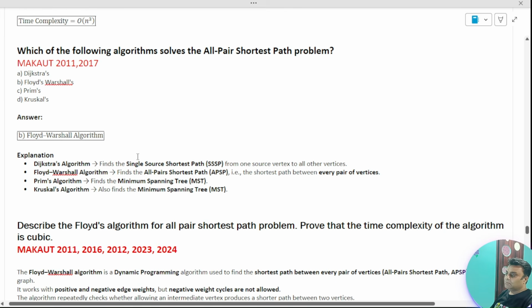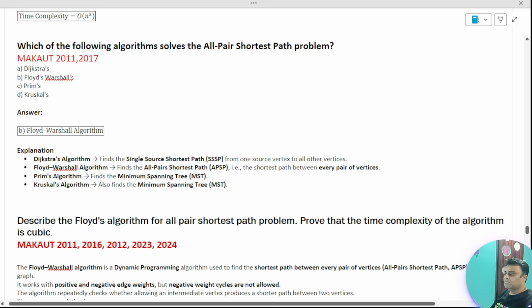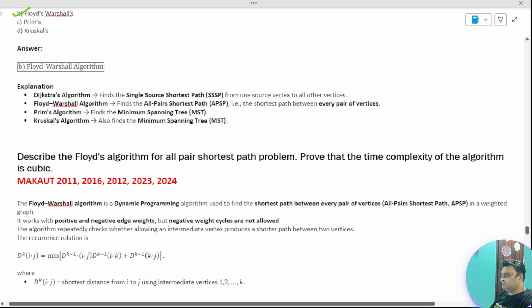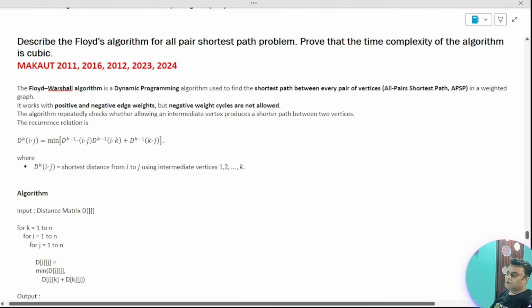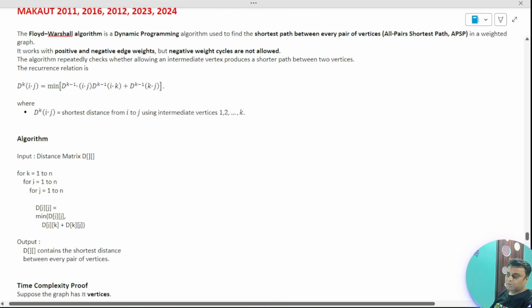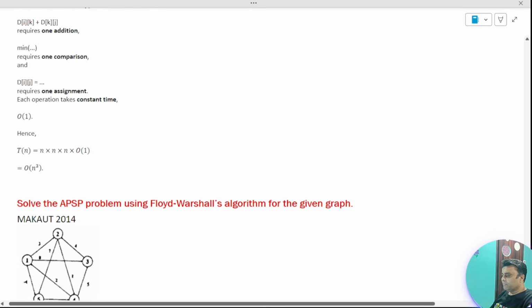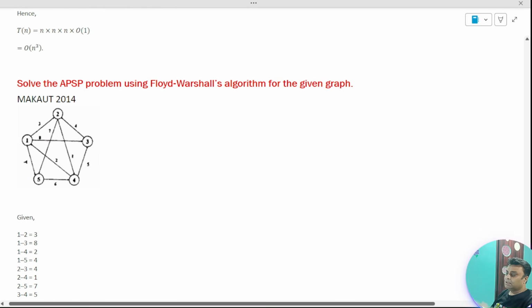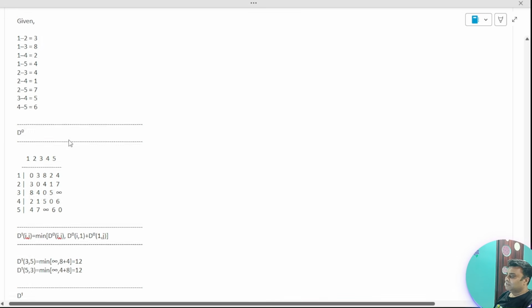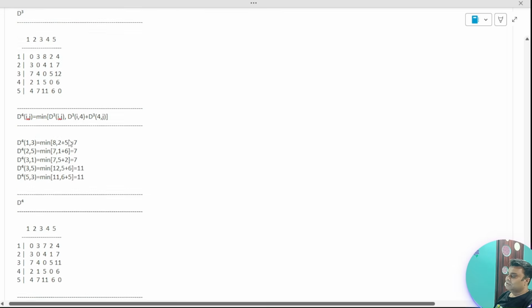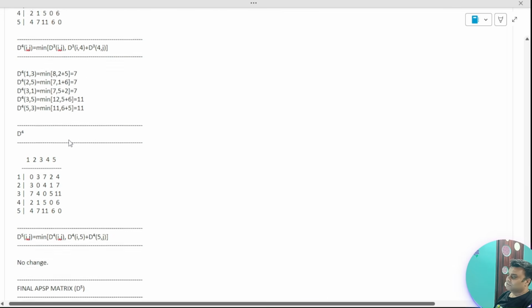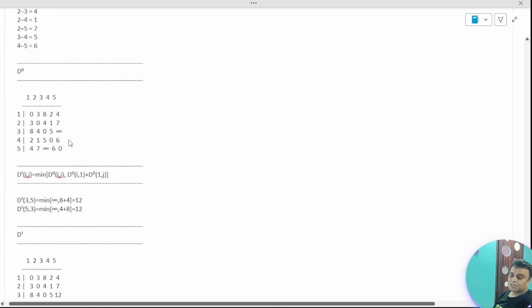Now, which of the following algorithms solves all pair shortest path? You know about that. All pair means Floyd-Warshall will be the answer. Describe the Floyd-Warshall algorithm. Prove that the time complexity is cubic. We have done that. Solve the APSP problem. I think I told you 2011 once it came, but it's actually 2014 that it came. It is a huge problem, and it came for 5 marks only. I don't know what they think when they give such problems, but these are the calculations you will have to do. I've already done that and kept it here. Of course, I'll not be discussing it because it is a very mechanical process I just explained to you.